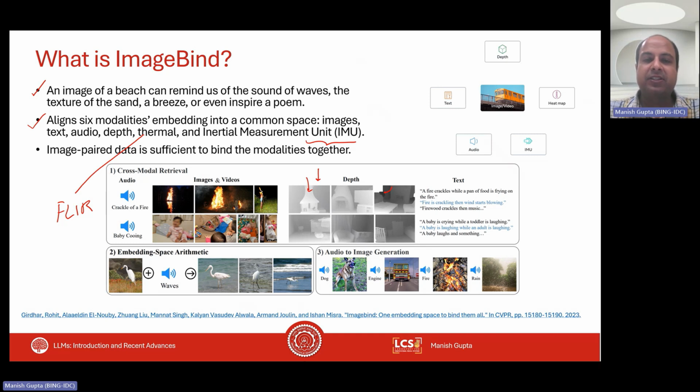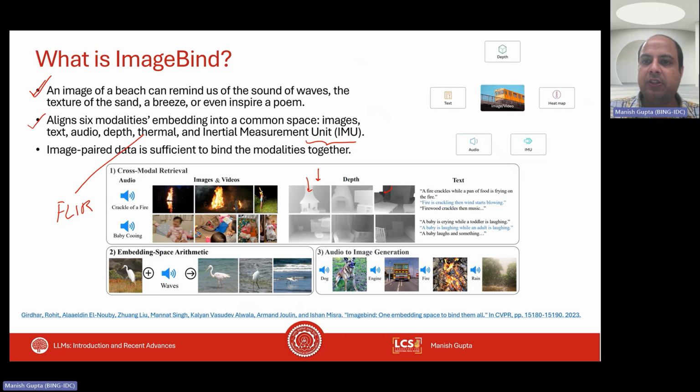But what is really interesting is that image binds it all. An image of a beach can actually remind us of the sound of the waves, audio, the texture of the sand, a breeze, or even inspire a poem, text, and so on. So you see, different modalities can be all linked to images in some ways.